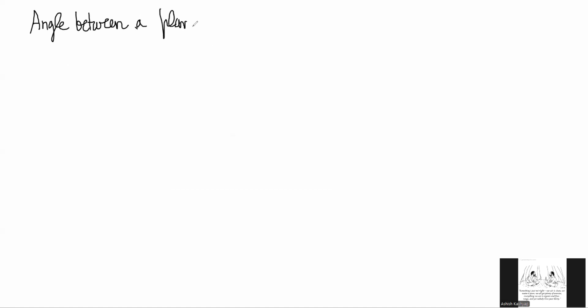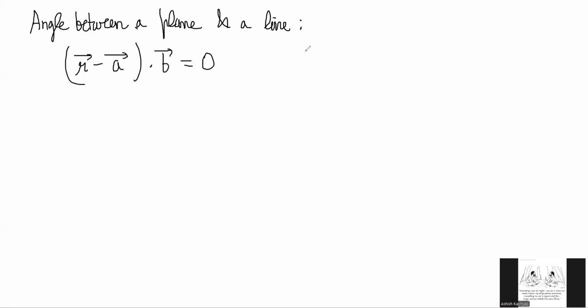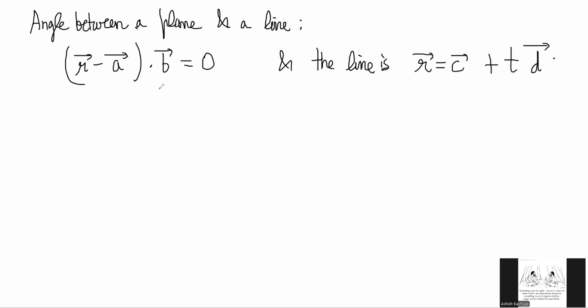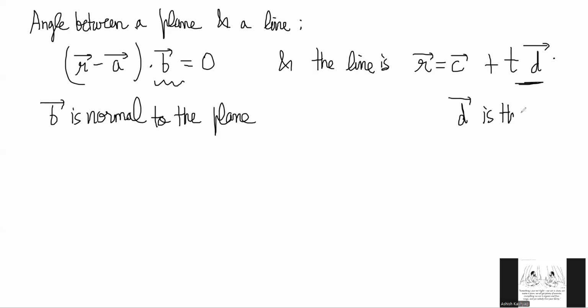A plane and a line, right? So if my plane equation is (r minus a) dot b is 0, and the line equation is r is equal to c plus t times d vector. Now remember, this b vector is normal to the plane, and here d vector is the direction of the line, right?